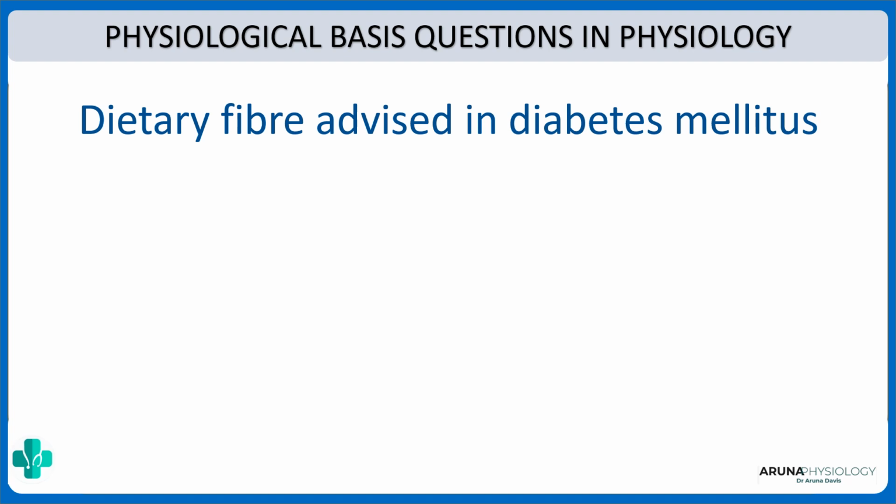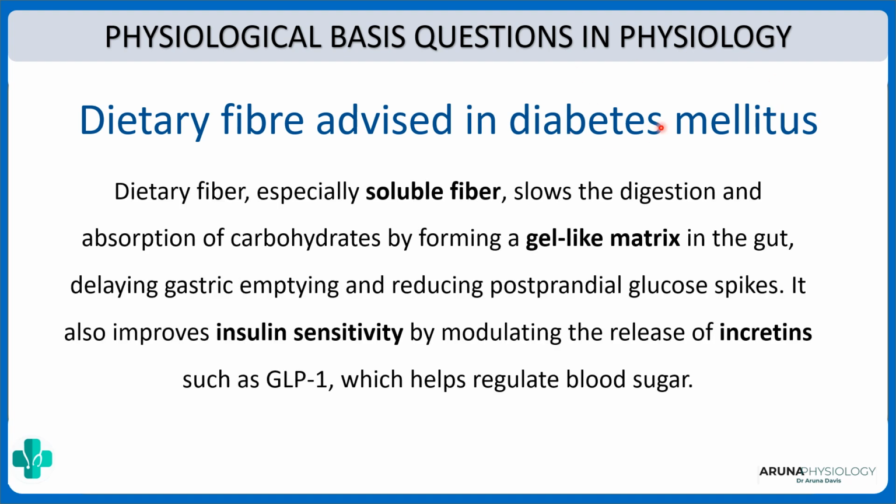Now the next question is, why is dietary fiber advised in diabetes mellitus? What's the physiological basis behind it? We know that in diabetes mellitus the problem is that we have spikes of increased blood sugar. Dietary fiber, especially soluble fiber, slows the digestion and absorption of carbohydrates by forming a gel-like matrix in the gut. This will delay gastric emptying and reduce the postprandial glucose spikes. It also improves insulin sensitivity by modulating the release of incretins such as glucagon-like peptide 1, which helps to regulate blood sugar.